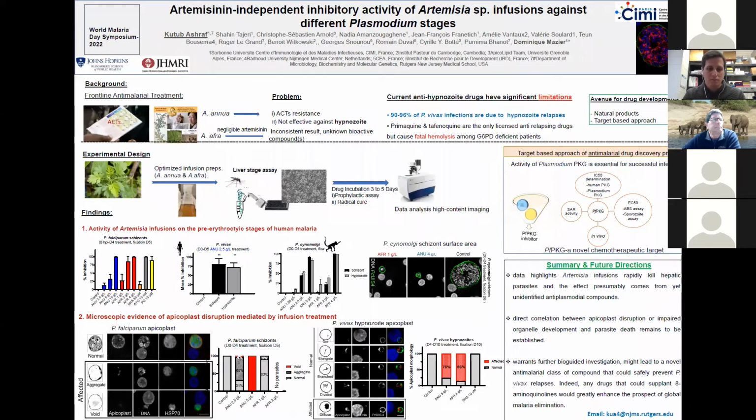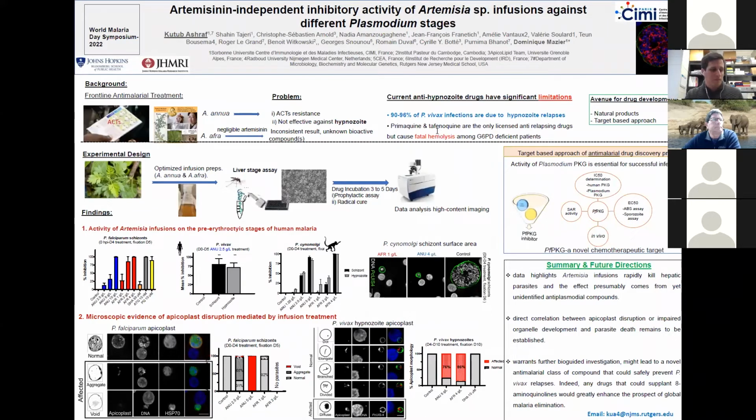And also in the right panel, you can see that the remaining parasites that were not cleared by the infusion treatment at low doses also have significantly smaller parasite sizes. Then we were wondering what could be the targets or organelles of the infusion treatments.